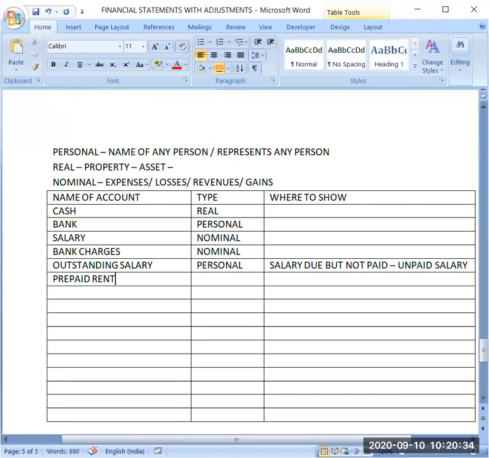If you have paid something in advance, prepaid means rent paid in advance. So it is not your property, it is not your expense. Whatever you have paid in advance, it is not your expense. It is a personal account again. It is also representing your landlord to whom you have given something in advance. Yes, these two accounts are clear, or still any doubt is there?